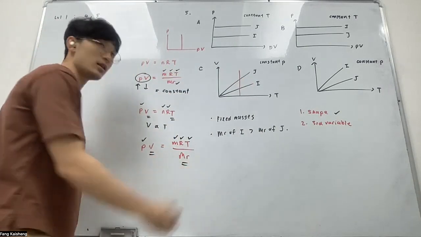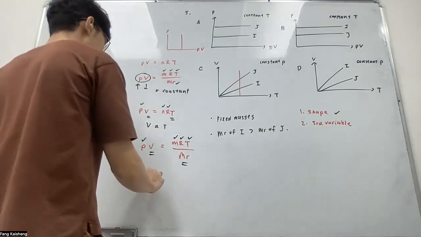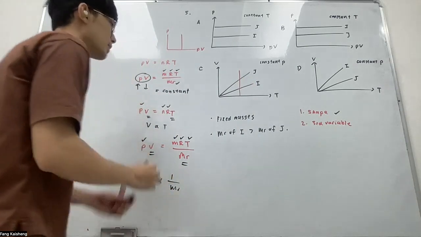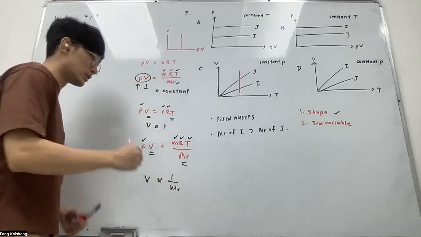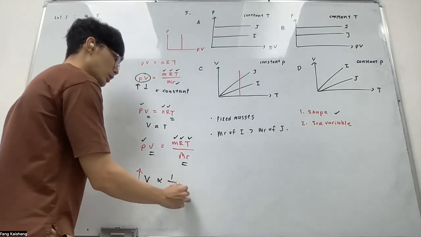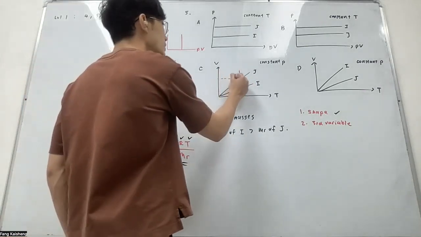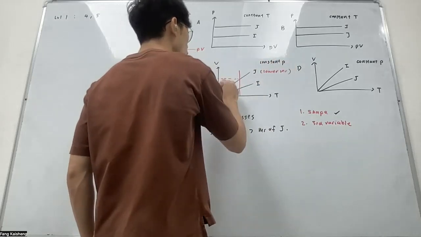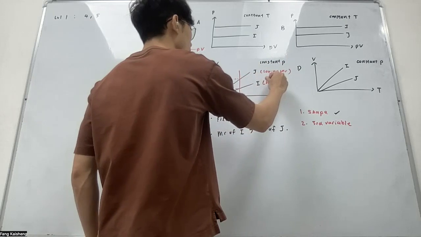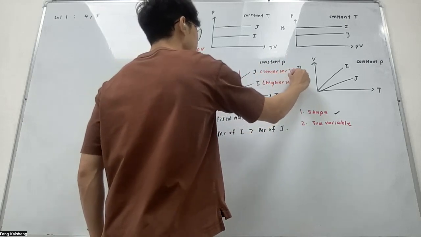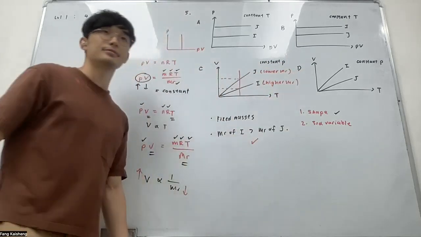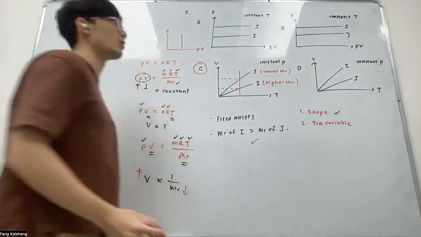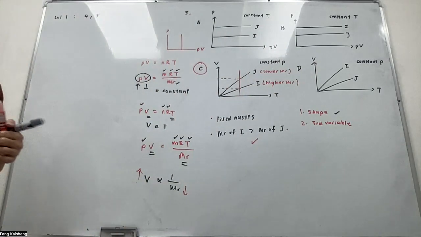Now I'm comparing V and MR. So what's the relationship? V is inversely proportional to MR. With two variables, the higher the V, the lower the MR. The lower the V, the higher the MR. Is it correct? Yes. So the answer here is B, C. D is just the opposite, so that means I was wrong.